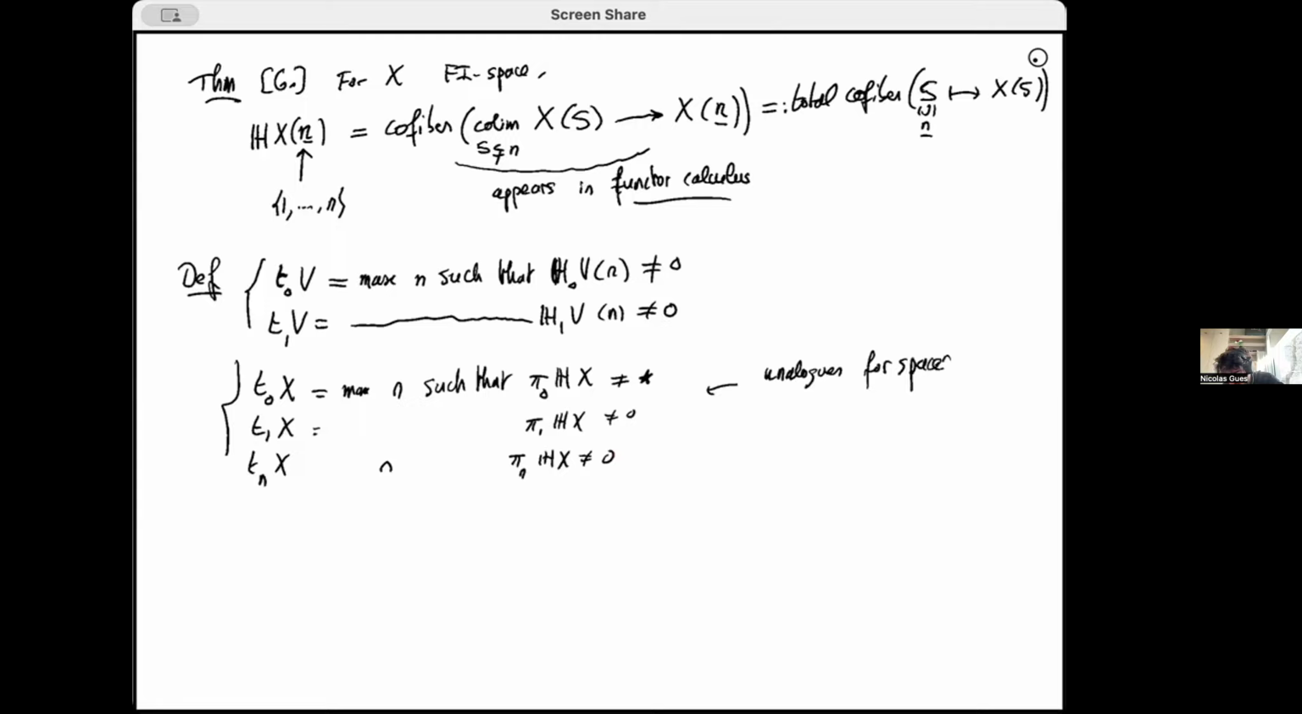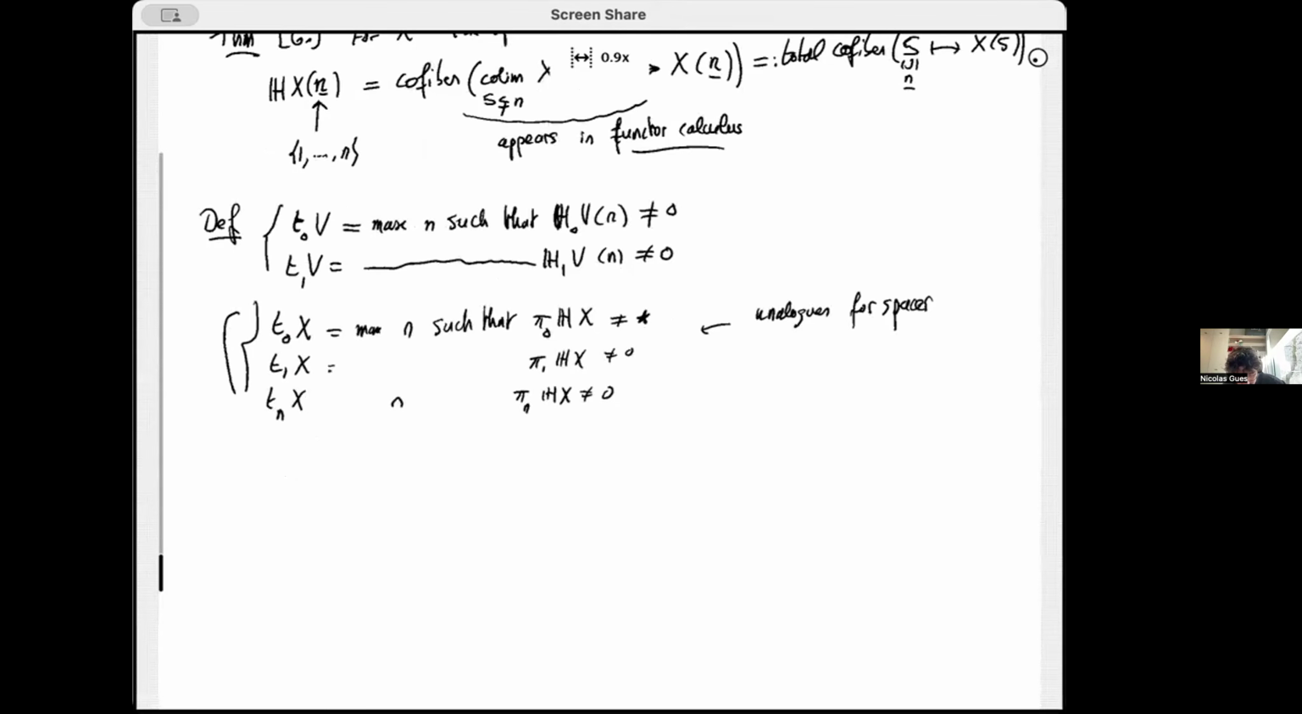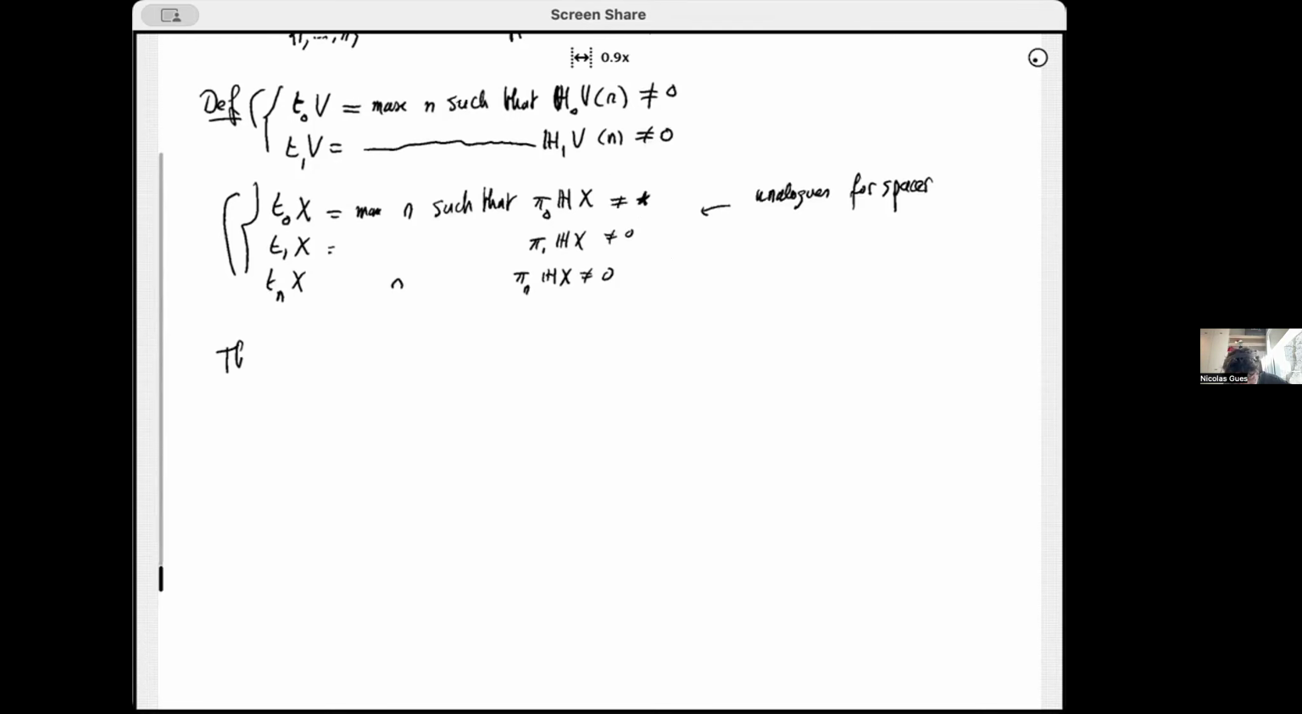In particular, if I know that this total homotopy cofiber is highly connected, I will get that T0 of X, T1 of X are small. So the question was, if I know how to control these, how can I control these when V is some algebraic invariant of X, like homology or homotopy groups? And this is the following theorem.